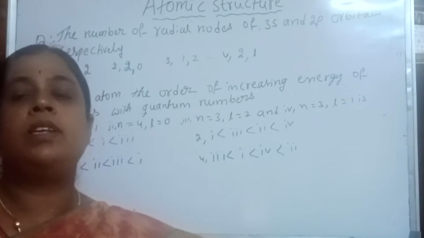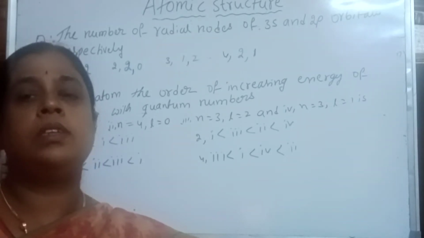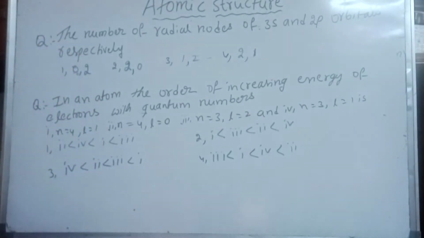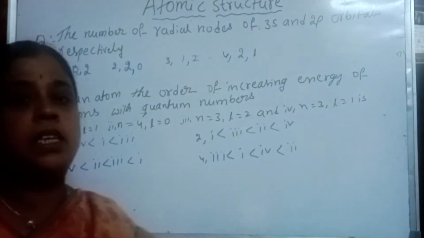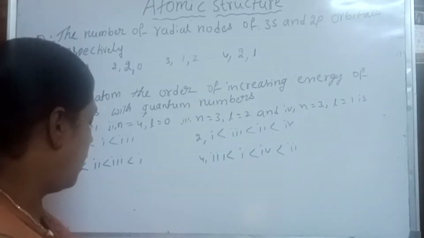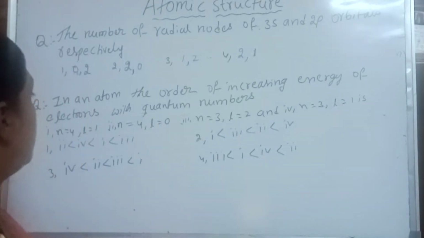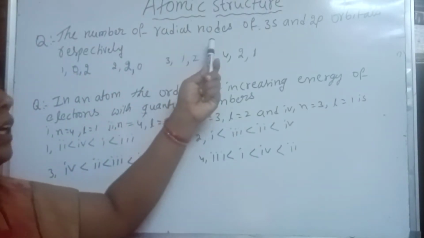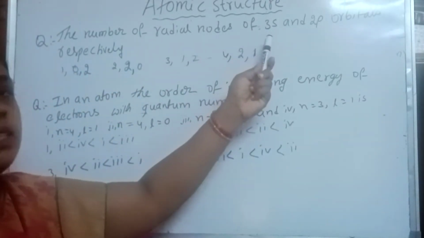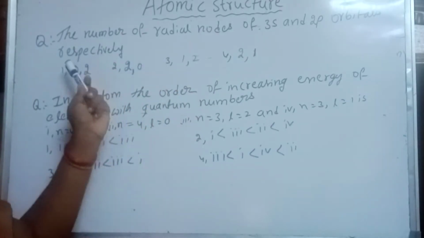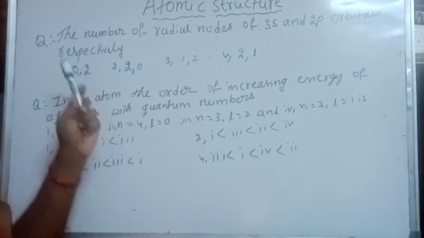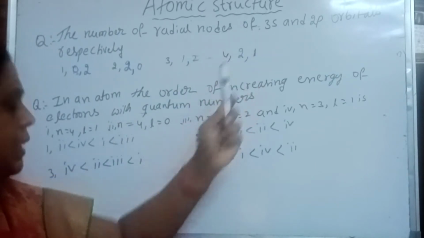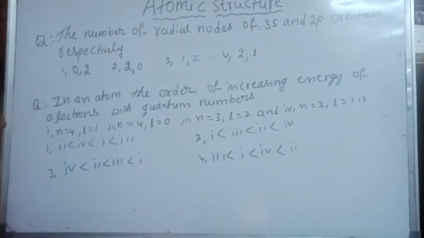Today we are going to discuss some MCQs about atomic structure. These are generally previous MCET questions. So see here, what is the first question given? Simply, the number of radial nodes of 3s and 2p orbitals respectively. So we have to calculate the radial nodes of the 3s orbital and the 2p orbital.